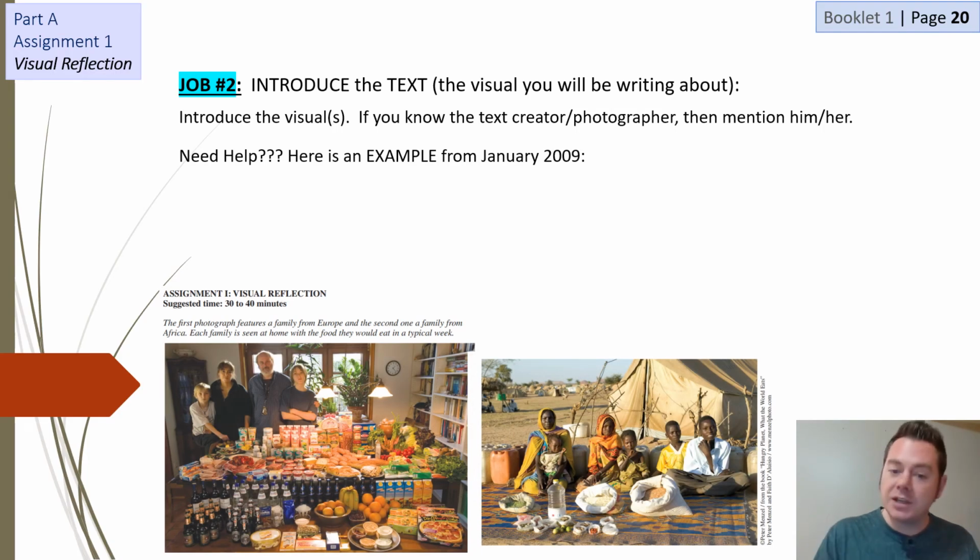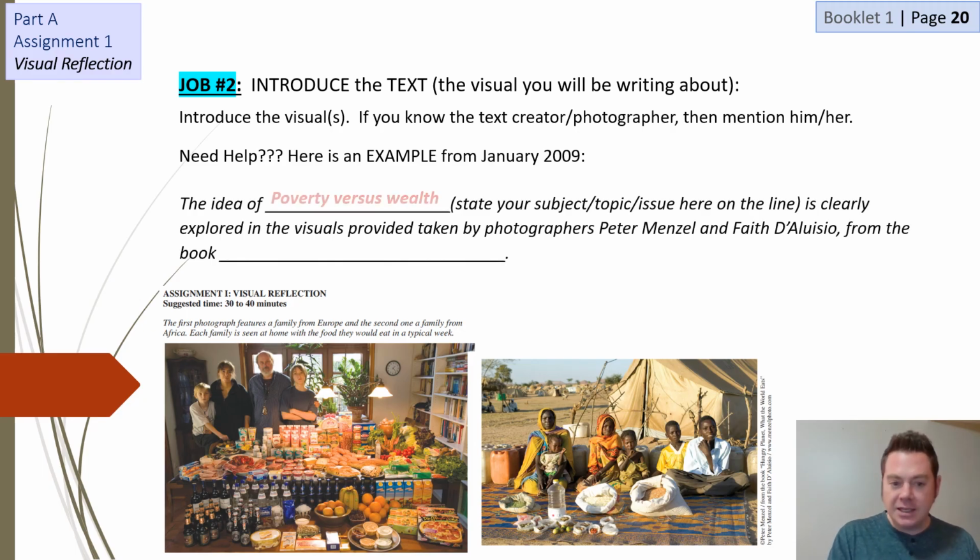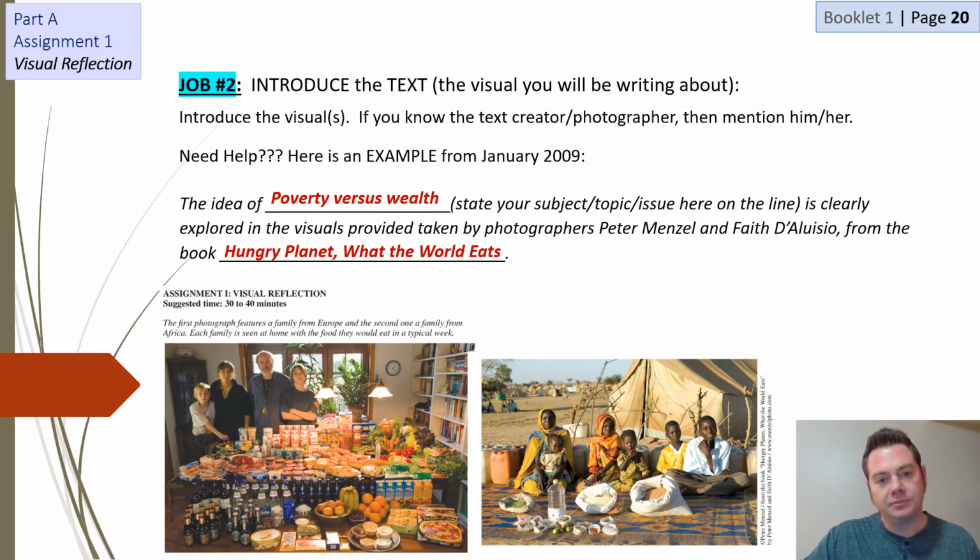So here's the example from January of 2009. So the idea of, say, poverty versus wealth is clearly explored in the visuals taken by the photographers Peter Menzel and Faith D'Aluisio from the book Hungry Planet, What the World Eats. And that was made clear on the slide that was where these visuals were taken from.